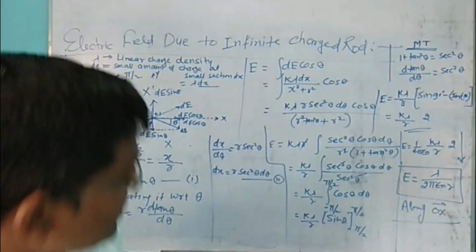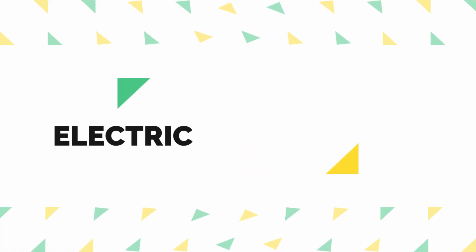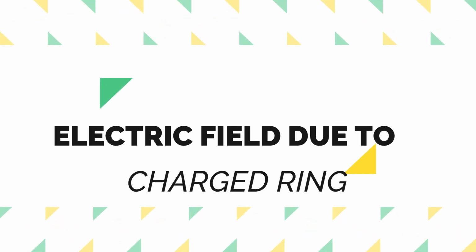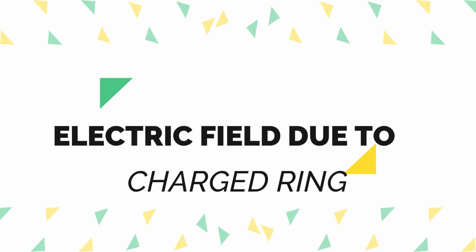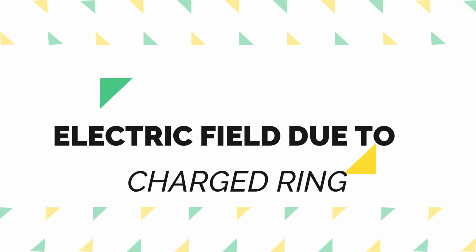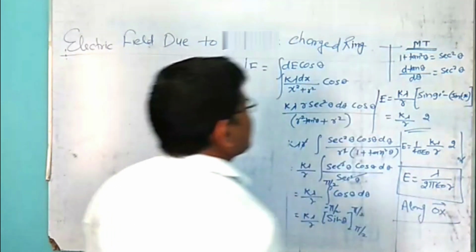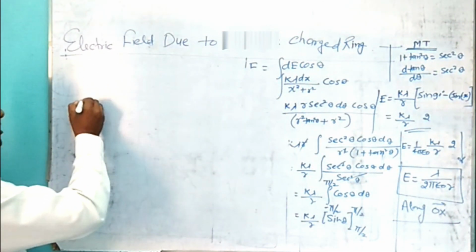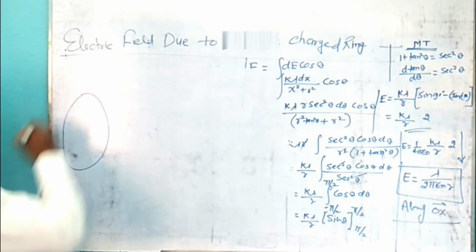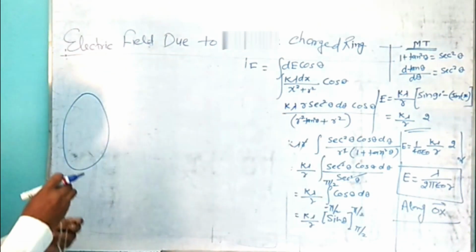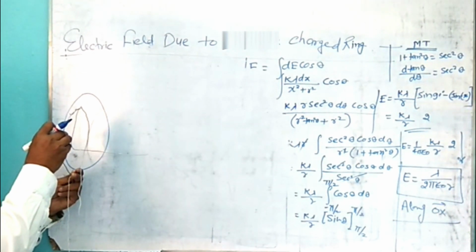This is finished. And another case is the electric field due to a charged ring. Electric field due to a charged ring. Here only a ring is added. The ring is just like I am drawing here in an oval shape. Oval shape means the ring looks like this, vertical, this type.